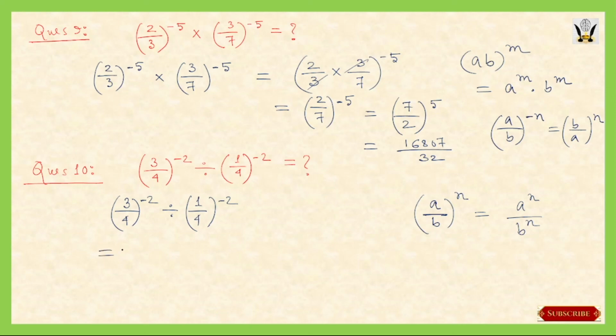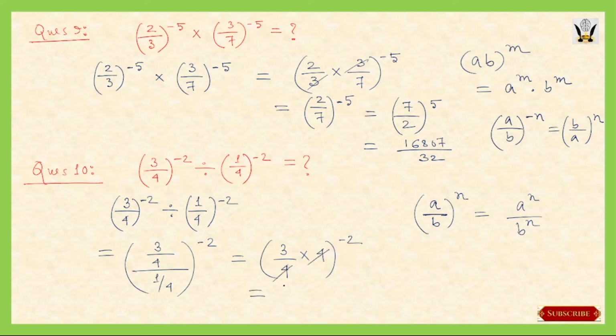It matches this format, so again we will move from right to left. Here a is 3/4 and n is minus 2, and b is 1/4 and n is again minus 2. So we will write it this way: (3/4 divided by 1/4) whole to the power minus 2. Internally we perform this division first. So 3/4 is multiplied by the multiplicative inverse of 1/4, which is 4, and then the whole is to the power minus 2.